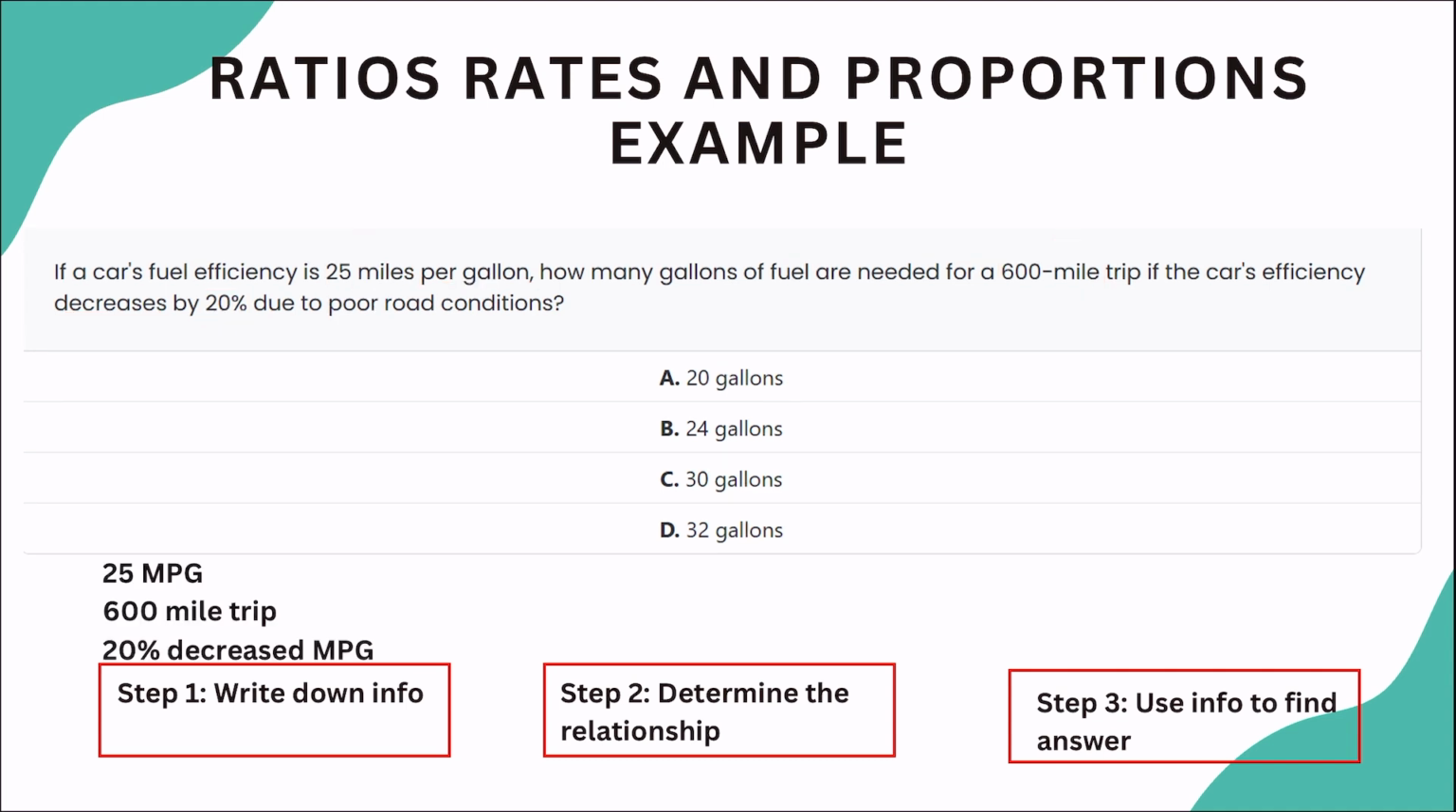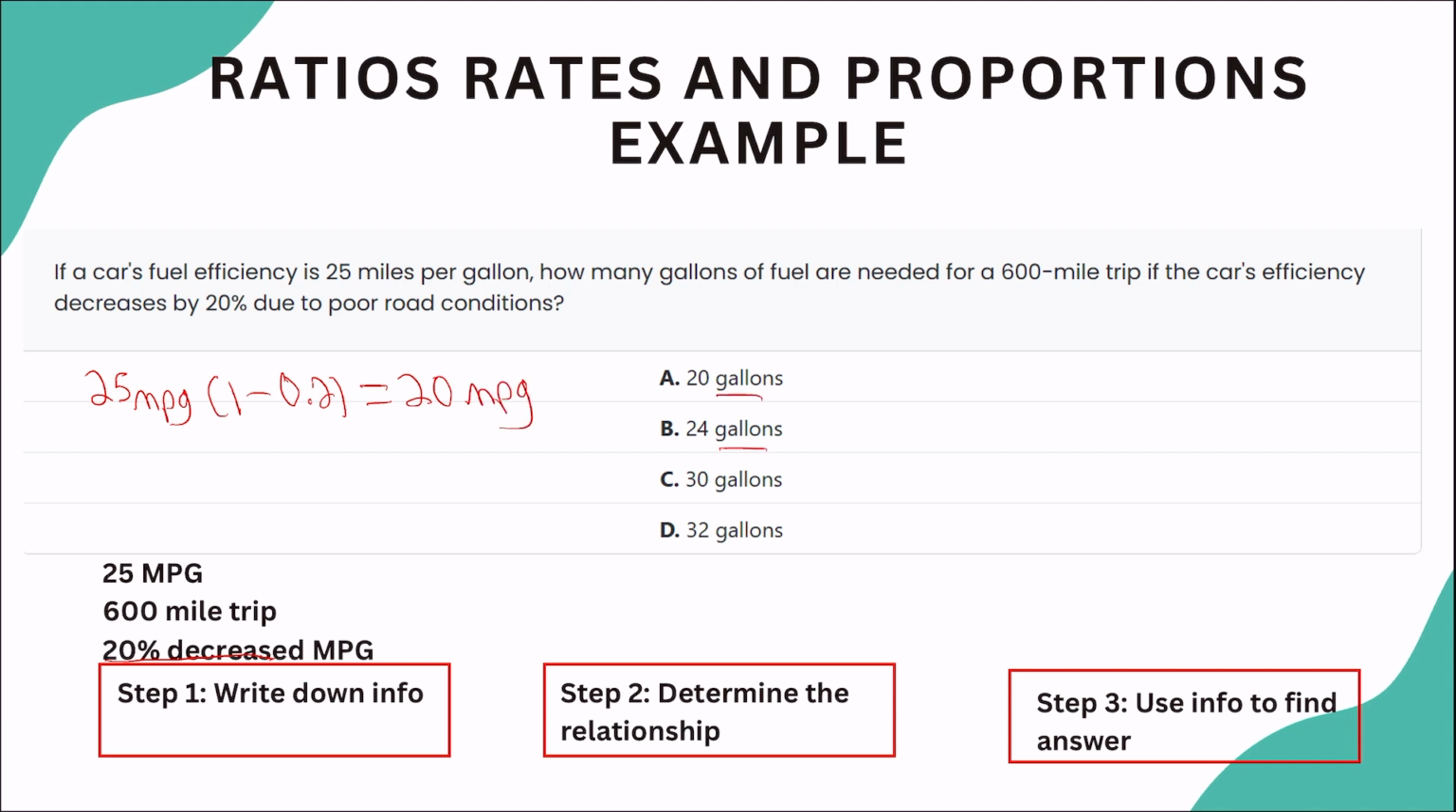So now let's determine our relationship. So starting with our 25 miles per gallon, we see that it's actually reduced by 20%. And so I'm going to multiply this by 1 minus 0.2. And this is going to give me 20 miles per gallon.